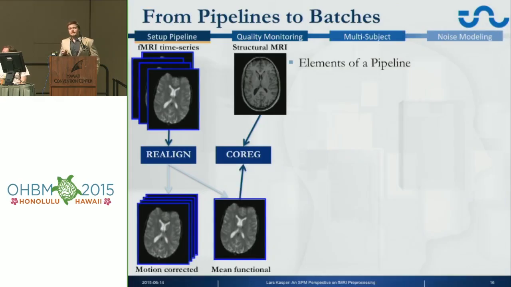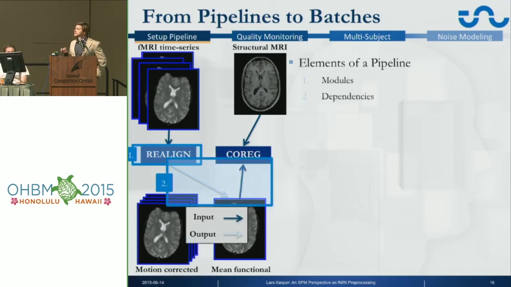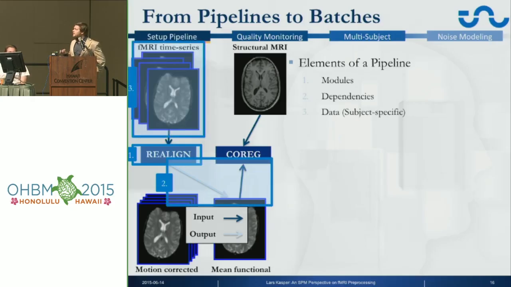in SPM? And really the elements of a pipeline in every preprocessing pipeline are threefold. There are modules which take certain input images and create output images. Then there are dependencies that explain how the output of one module can be the input to another module. And then there is the data which is subject specific. And if you call the batch editor, you will see an exact resemblance of these three ideas.